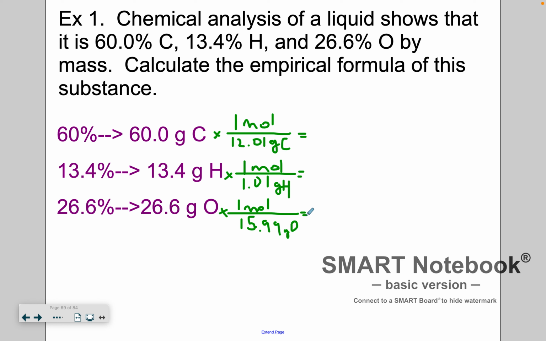Okay, so now I'm going to punch this into my calculator. 60 grams divided by 12.01, I get 4.99.